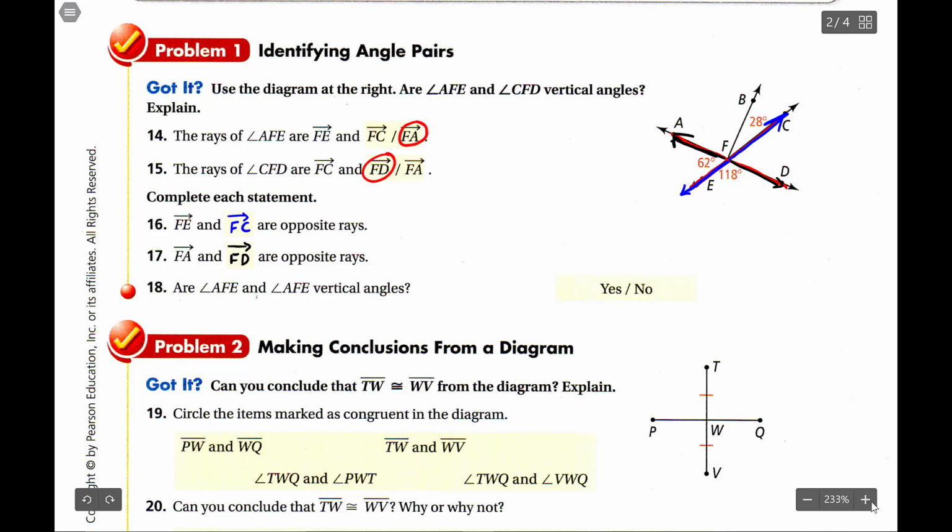And now we want to determine whether or not AFE and CFD are vertical angles. They are vertical angles because they are made up of opposite rays and they share a vertex. So yes, they are vertical angles.